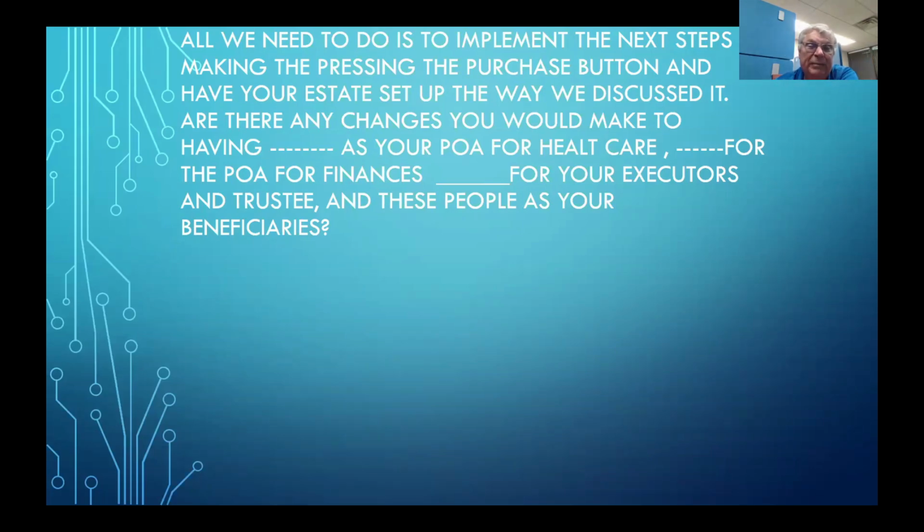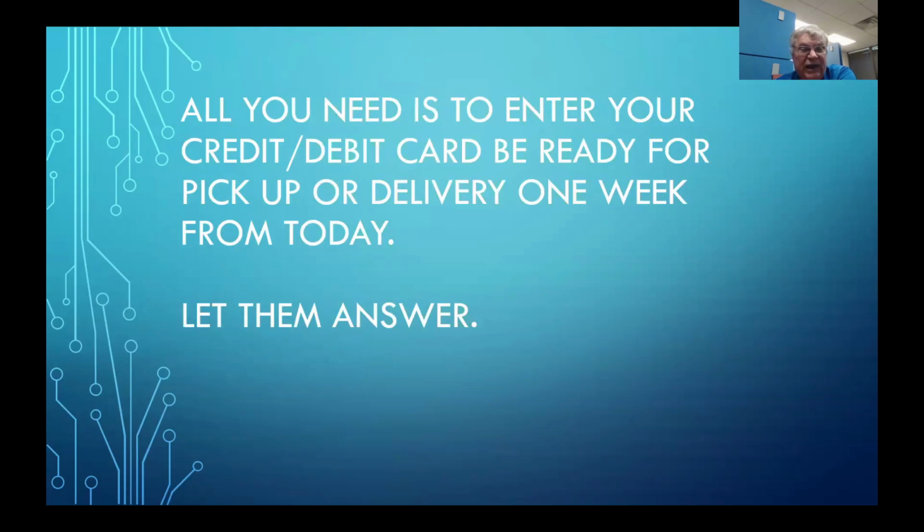All we need to do is implement the next steps by pressing the purchase button and have your estate set up the way we discussed it. Are there any changes you would make to having, say, Bobby Joe as your power of attorney for healthcare, and you've got it all right there in front of you, Billy Bob for the power of attorney for finances, or Billy Bob for your executors? All you need is to enter your credit card to be ready for pickup or delivery one week from today.